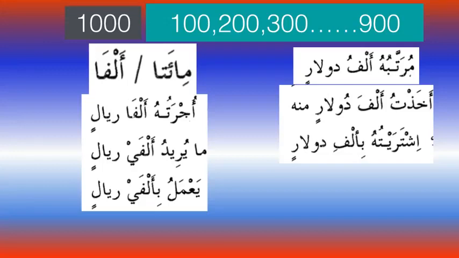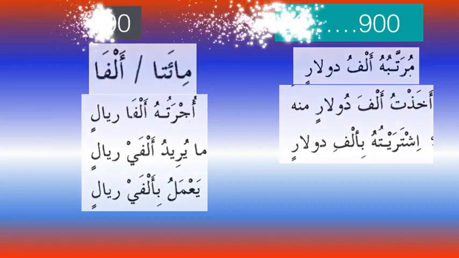Ma yuridu alfai riyalin, he does not want. See, ma yuridu alfai riyalin, does not want 2000 riyals. Ya'malu, he works bi alfai riyalin, for $2,000. So this is what we need to understand for the thousands. They decline in a different way.